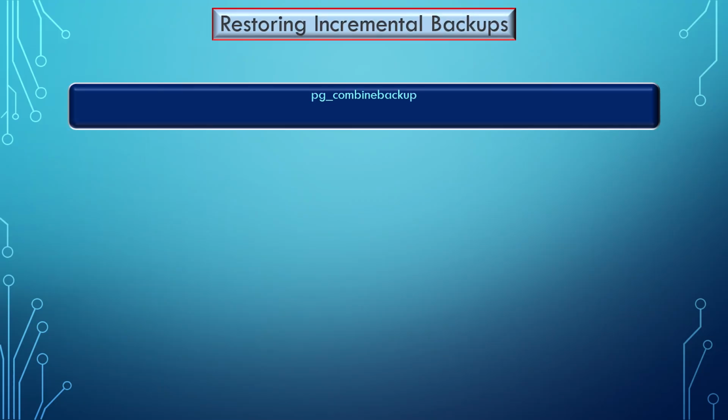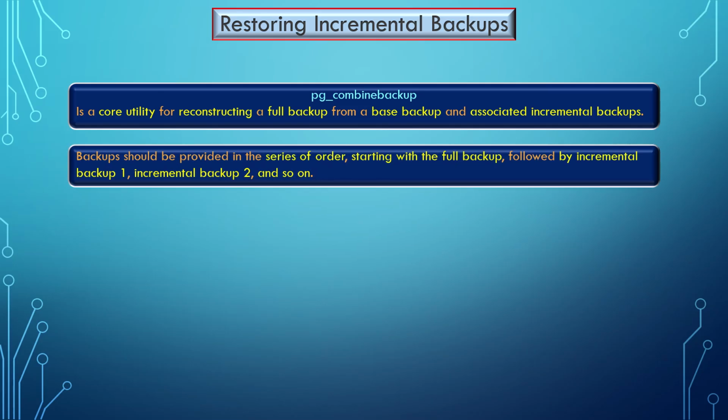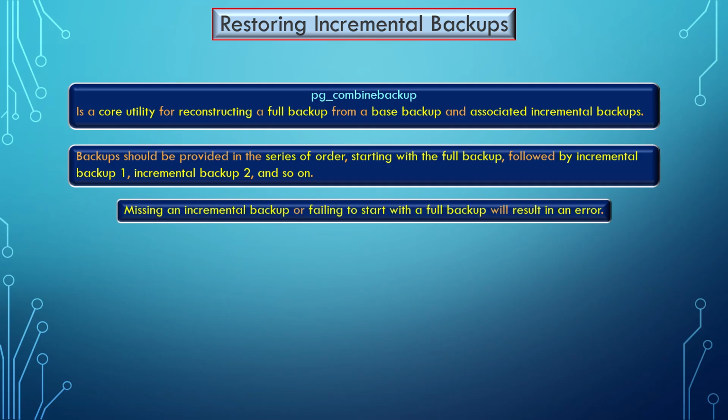To restore from an incremental backup requires the use of the pg_combinebackup command line utility. pg_combinebackup is a core utility for reconstructing a full backup from a base backup and associated incremental backups. Backups should be provided in series order, starting with the full backup, followed by incremental backup 1, incremental backup 2, and so on. Missing an incremental backup or failing to start with a full backup will result in an error.